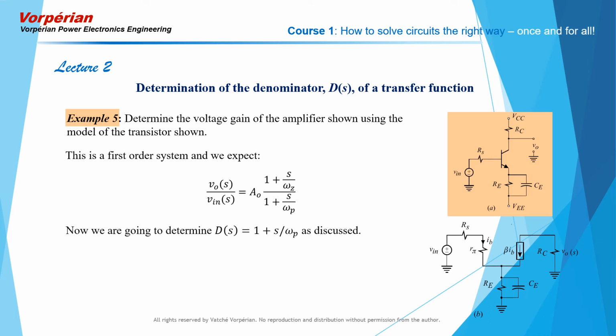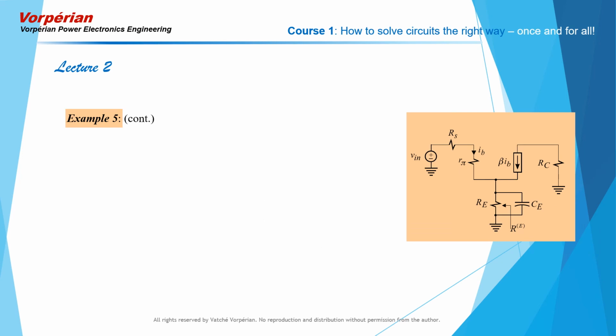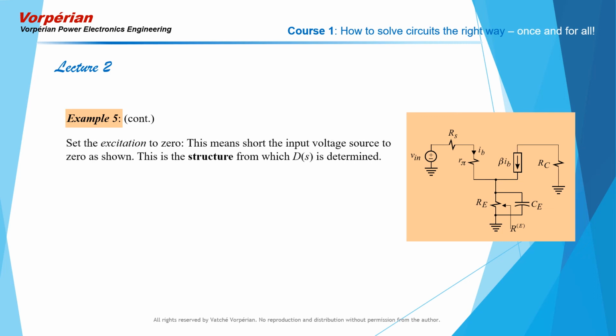First, we are going to determine the denominator D of s, or the pole of the structure. And afterwards, we are going to determine A0, which is the low frequency asymptote of the voltage gain, where the capacitor is an open circuit. We are now going to determine D of s of the voltage transfer function, which means we are going to set its excitation equal to 0. Its excitation is V in of s, so we set that equal to 0 and obtain the following structure. In this structure, we see that CE is effectively connected in parallel with the resistance looking back into the circuit from the emitter port.